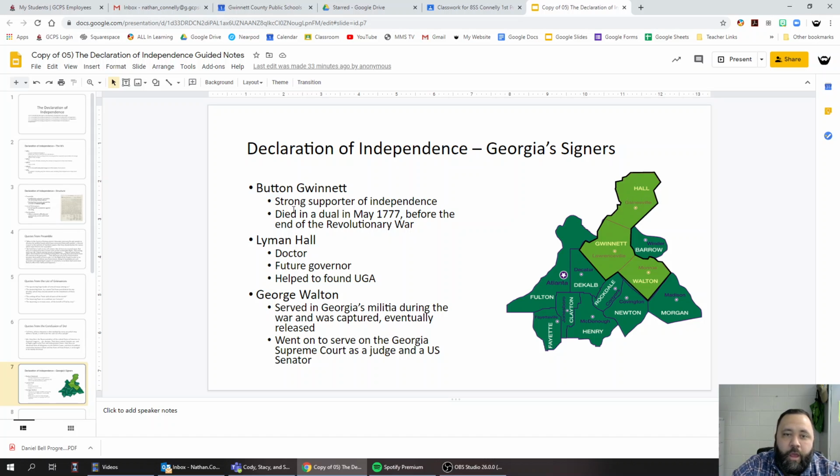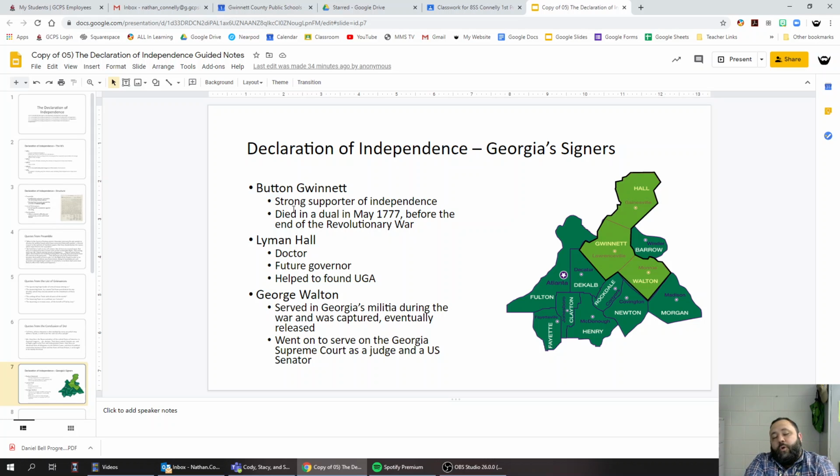Okay. All right, Button Gwinnett, interesting guy, bit of a hothead. He would be nominated by a group in Savannah to go to the Second Continental Congress. And he would sign the Declaration of Independence, but he would die about a year later in a duel with somebody who said he wasn't patriotic enough. So, yeah, just a bit of a hothead.